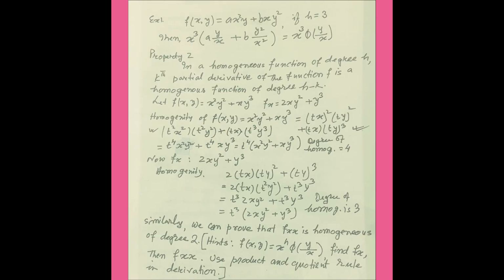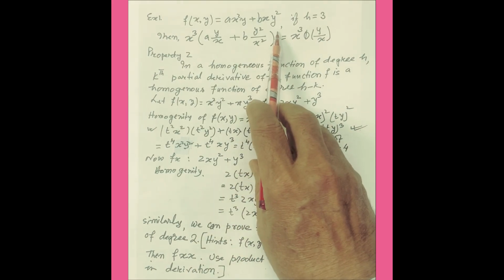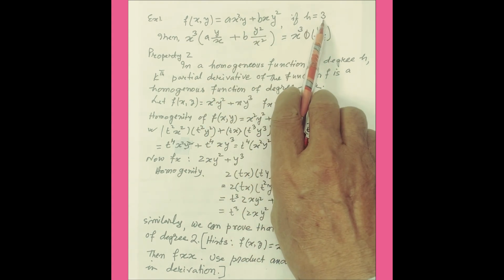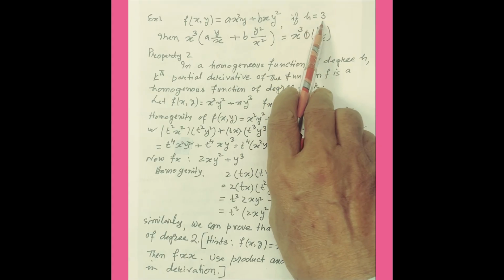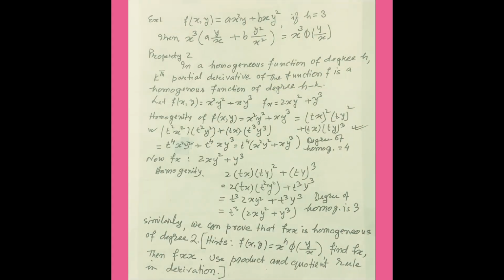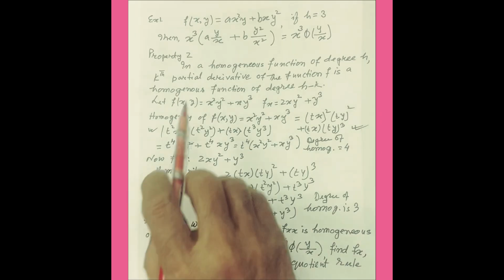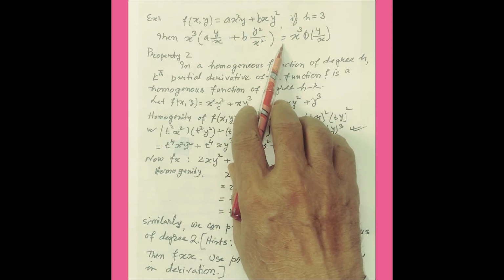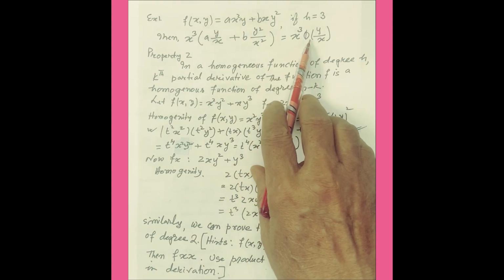Start the remaining part of it. So one example, say function f(x,y) is equal to ax square y plus bxy square. So this is the function, it is given, and h is equal to 3. So degree of homogeneity is given. So then x square into (a y by x plus b y square by x) is equal to x cube phi(y by x).